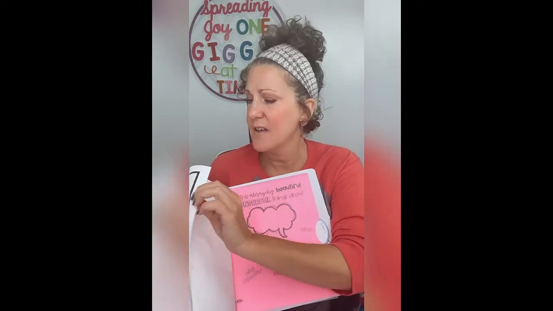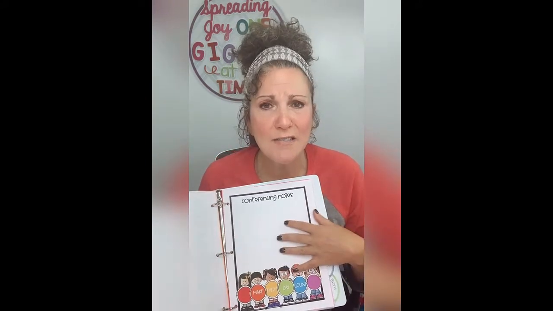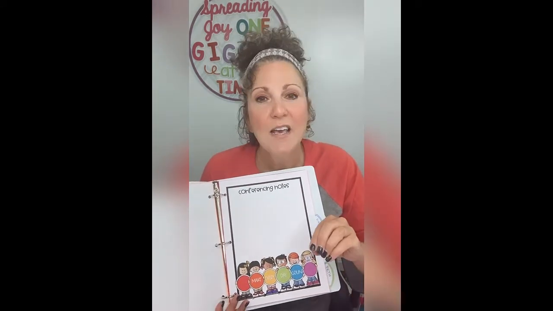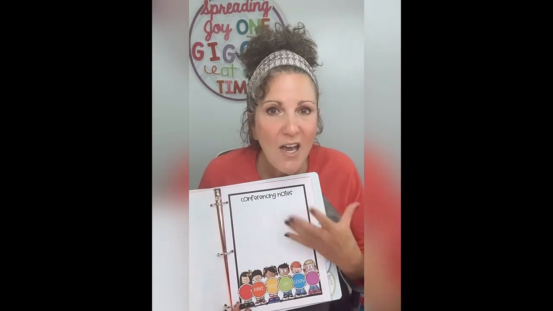And then also behind that student's tab, I have the conferencing notes. So I used to keep a separate binder for reading conference notes, a separate binder for writing conference notes. That's so silly. Put it all in one place. Everything you need about that student in one place. So I take my conference notes on labels, write them down, slap them right on here, and I have all this information in one place.